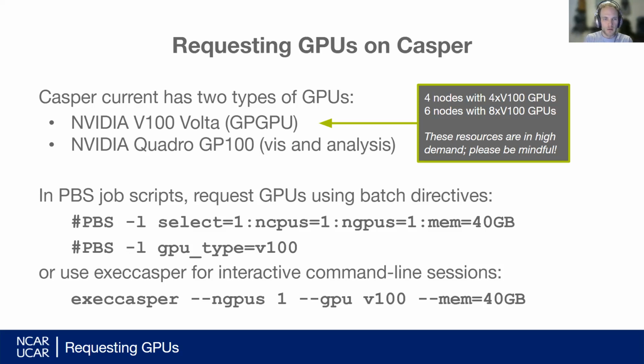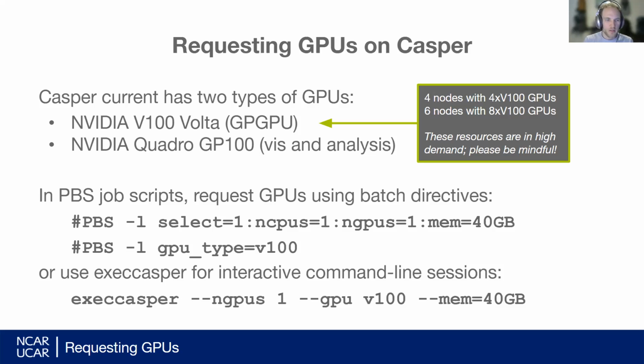There are also these Quadro GP100 GPUs. These are mostly intended for visualization and analysis, although they are capable of running compute code. In fact, we'll use those later in this workshop since we're not doing any intensive GPU analysis. But don't worry, you'll use the Volta V100s in future sessions.